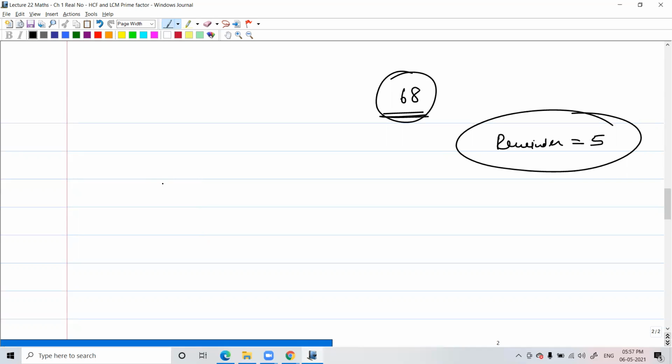I'm asking you to find the number which, when you divide, should leave a remainder 5. That means you subtract that 5 from the number here. That is 68 minus 5. How much is that? 63. Now this number should be divisible by your answer.